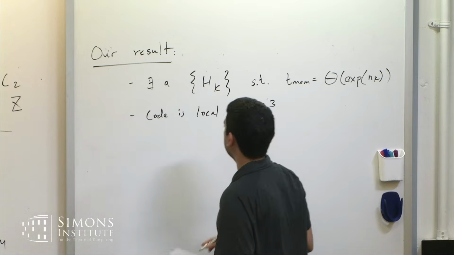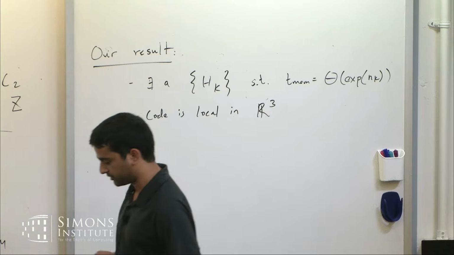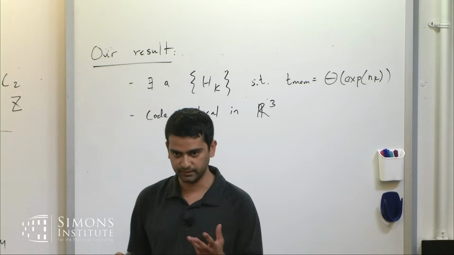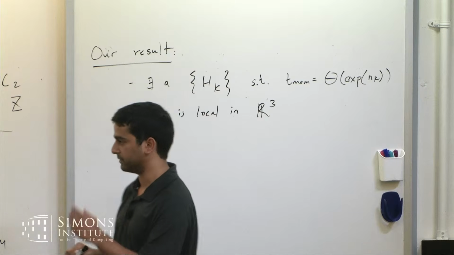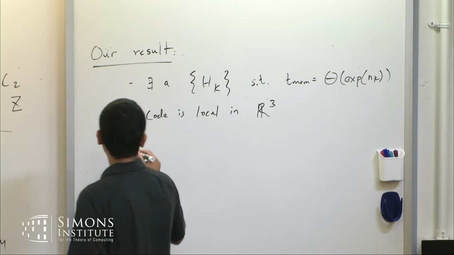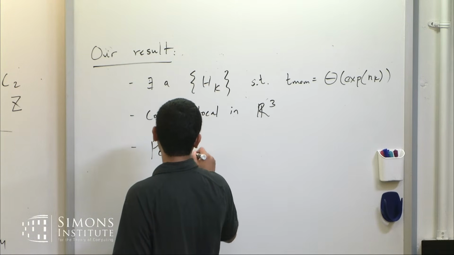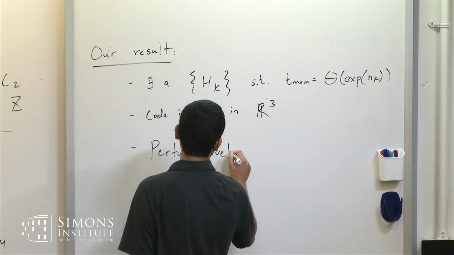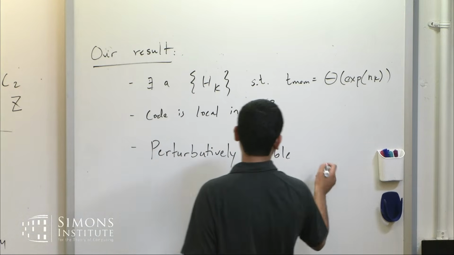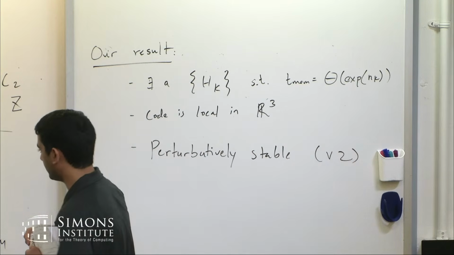Okay? And by local, I mean that all of the interactions are local, and also the code has a bounded density property. There are not too many qubits occupying a unit ball in R3. Okay? And the last fact is that the code is perturbatively stable to Hamiltonian perturbations. But this was not in version 1 of the paper. The proof of this will be in version 2 of this paper.